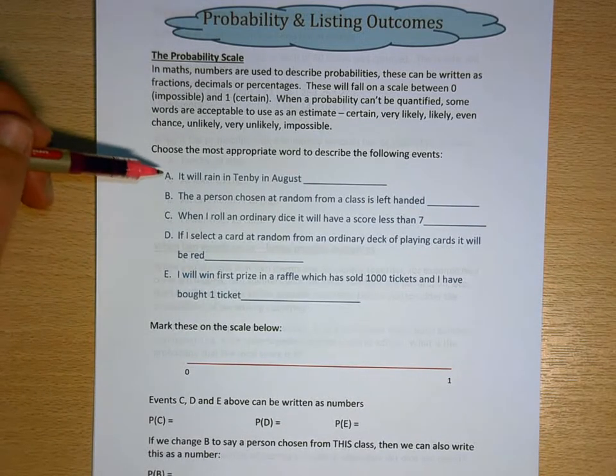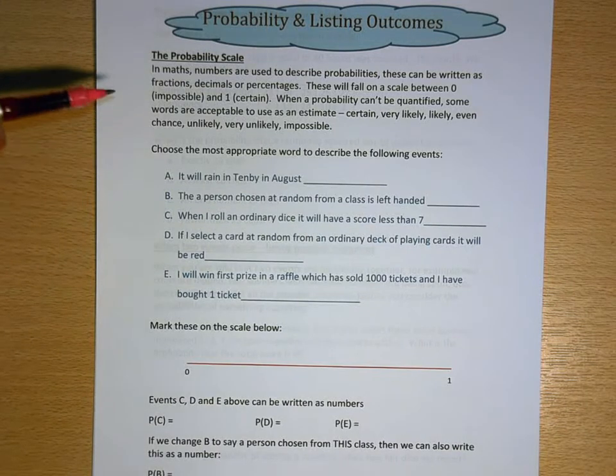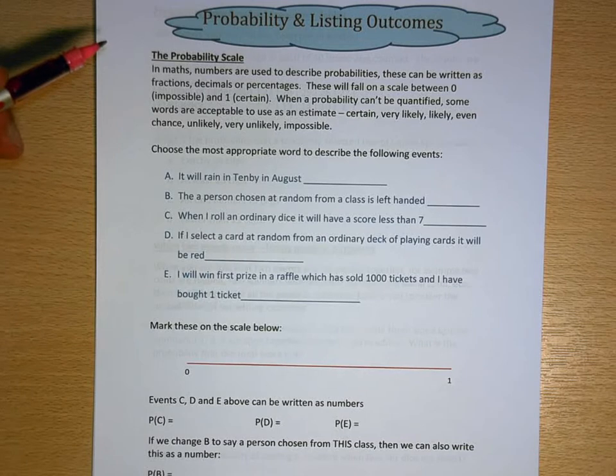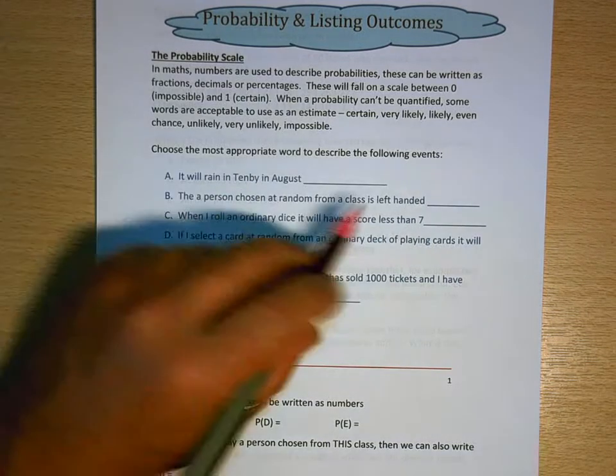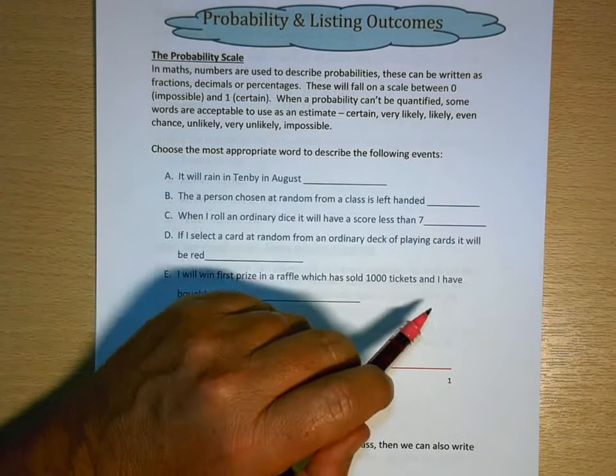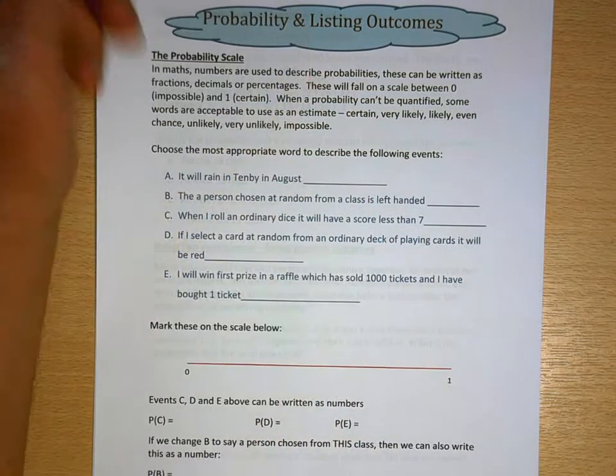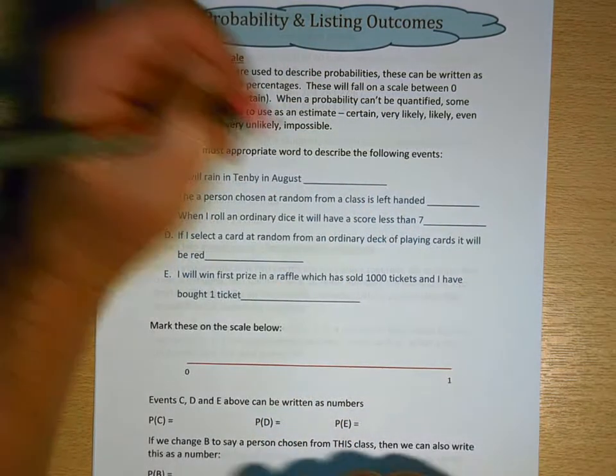So what would be the probability it will rain in Tenby in August? Well, it's not certain, but I would suggest that most years rain will fall in Tenby at some point during August. So I would say very likely, or maybe likely, would be the most appropriate there.